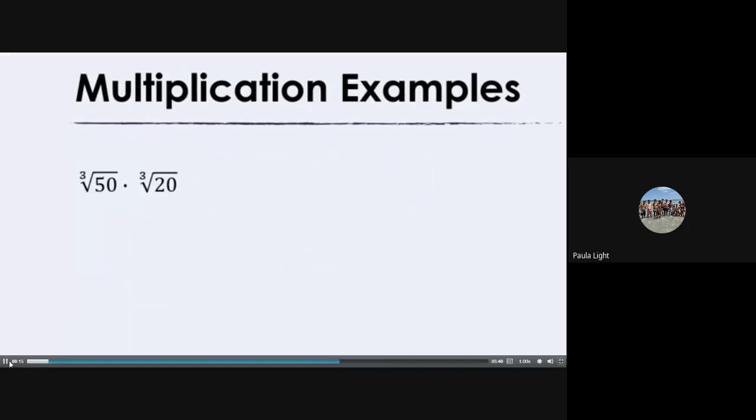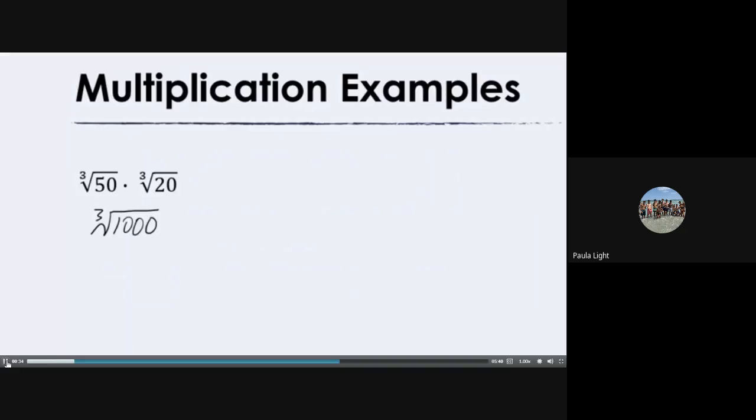Let's do some cube roots. Now we're allowed to multiply these again. So when he multiplies those, what's he going to get? The cube root of what? 1,000. Because they both have an index of 3. And so let's go ahead and do it. Let's go 50 times 20. And so that will give me the cube root of 1,000.